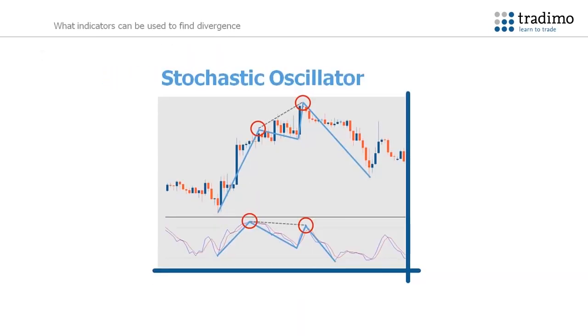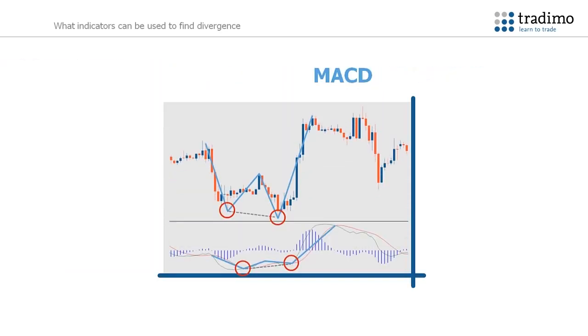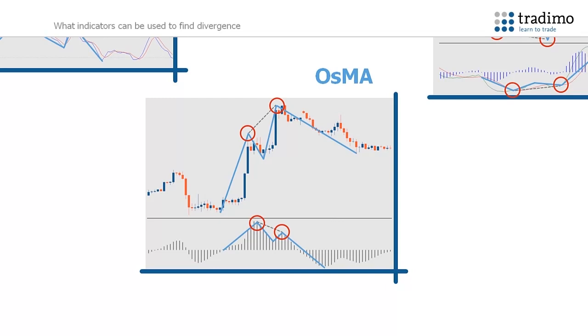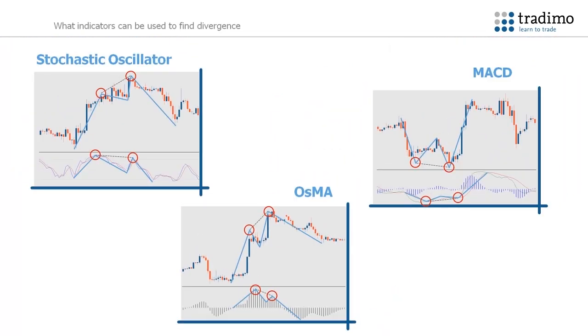Common indicators used to find divergence are the stochastic indicator, the MACD, and the OSMA. However, almost all indicators can be used to find divergence.